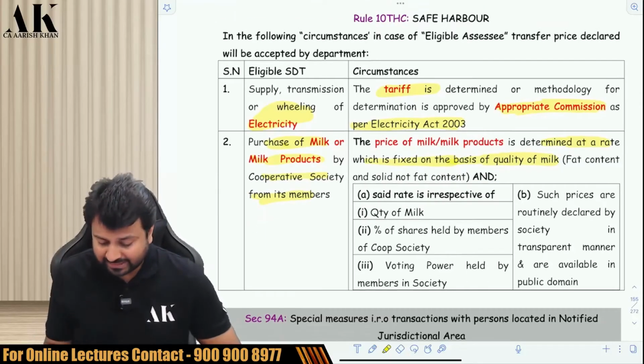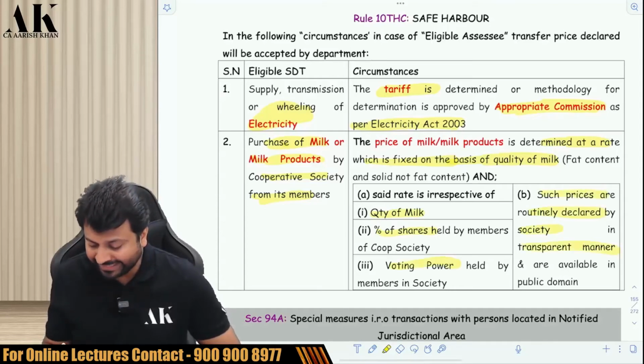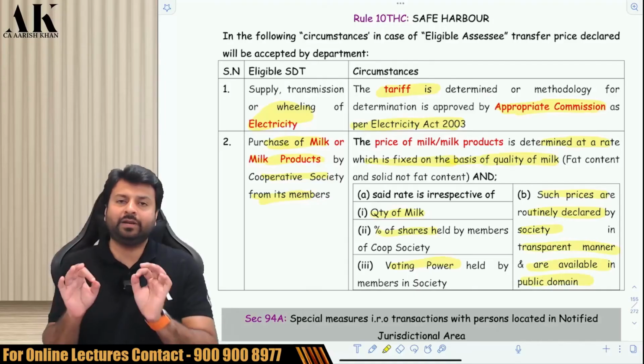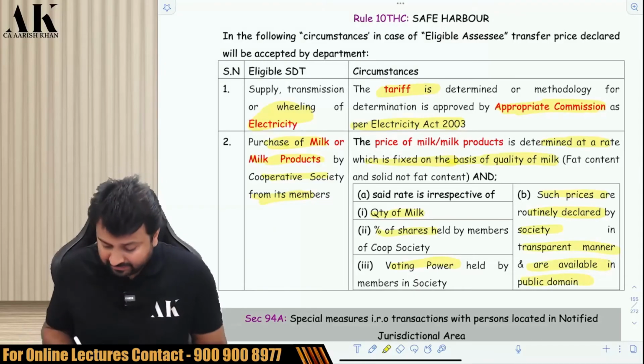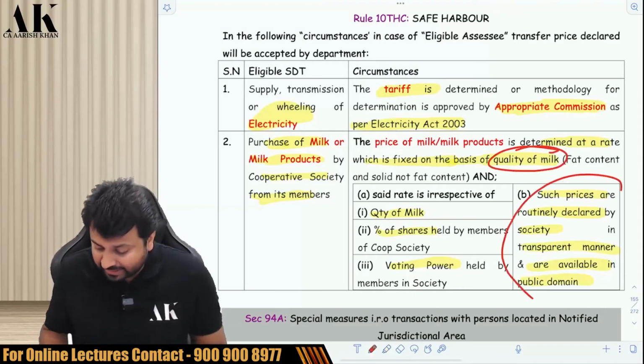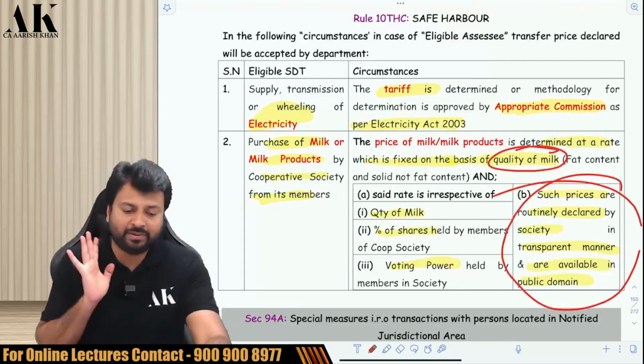And the said price is irrespective of the quantity of the milk, percentage of shares held by the cooperative society members, and the voting power held by them, and such prices are routinely declared by the society and are transparent and available in public domain. So who declared that price? The price which is declared based on the quality of the milk, and it is declared by the society in public domain. Okay, check it please, then we'll go ahead.